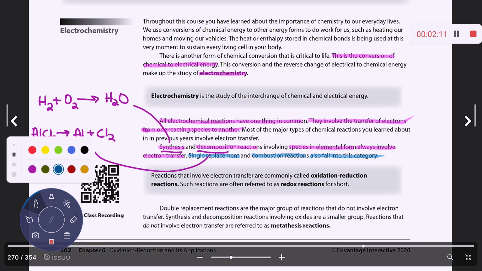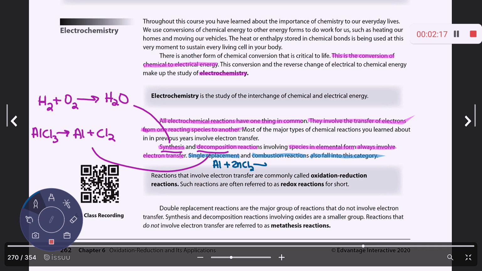So that means if you've got something like aluminum combining with zinc chloride. Aluminum is in elemental form. You're going to kick zinc out and you're going to form aluminum chloride. Okay, that would be an example of an electrochemical reaction. If you're talking about a combustion reaction, which would be something like methane combining with oxygen gas to produce carbon dioxide and water, oxygen would be in elemental form. This is automatically an electrochemical reaction.